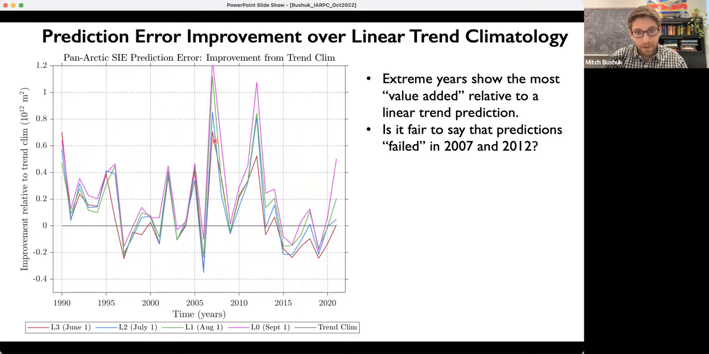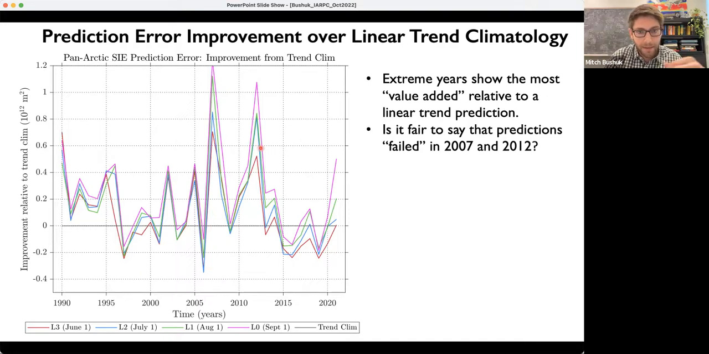So I don't think it's quite fair to say that the models failed in these extreme years. A better way to look at this is that these extreme years had a combination of predictable variability and unpredictable variability. The models were actually able to capture a sizable fraction of that predictable variability. But then there was, of course, some unpredictable variance that was not captured by the models. But in terms of the years where you'd want a seasonal prediction system, it would actually be 2007 and 2012, where it would have the most value.